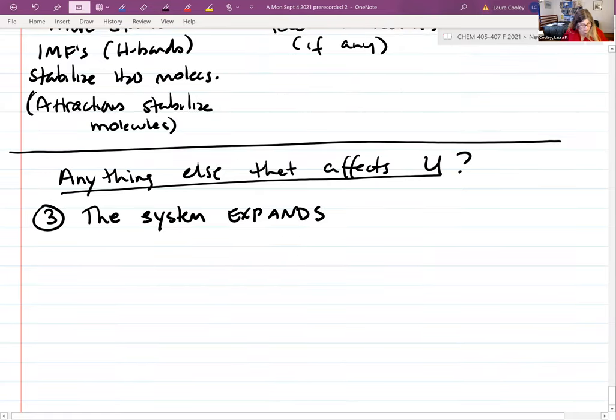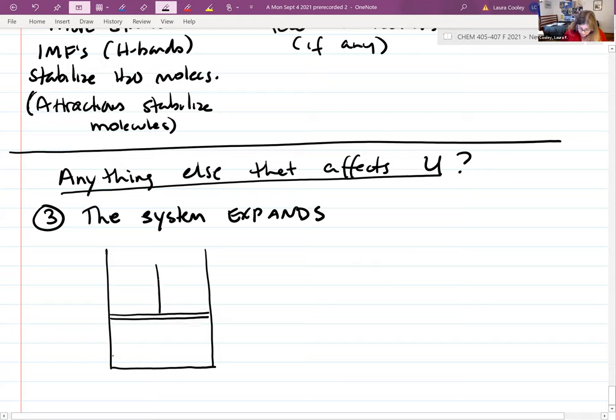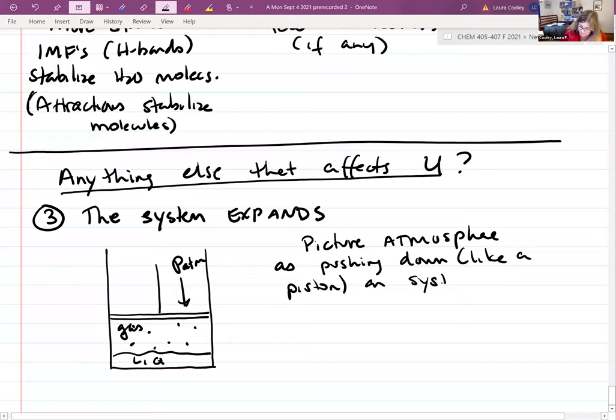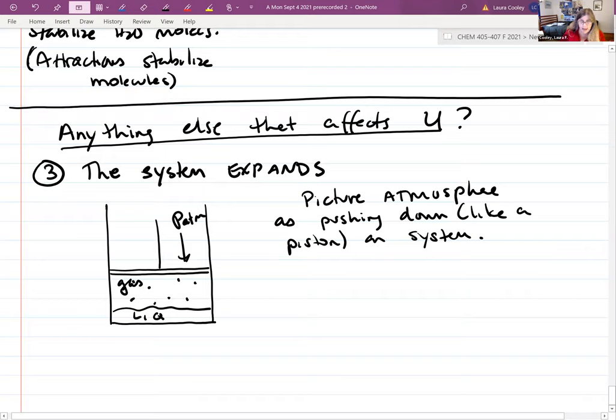Okay, so let's picture the atmosphere in this way. We do this a lot in PCAM. Here is a way of picturing the atmosphere above the sample of liquid and gaseous water. Here we have liquid, and here we have gas above it. And what I'd like you to do is picture the atmosphere as a piston, pushing down on the system. It pushes with the atmospheric pressure, P atmosphere.